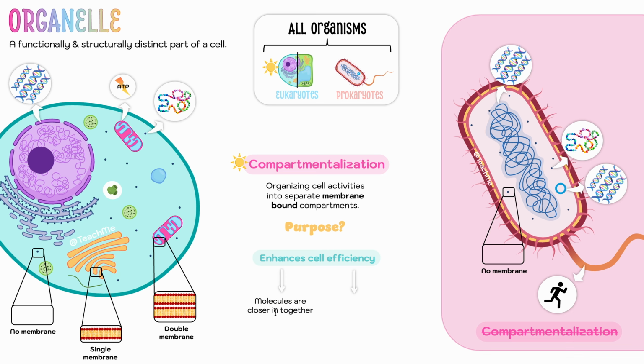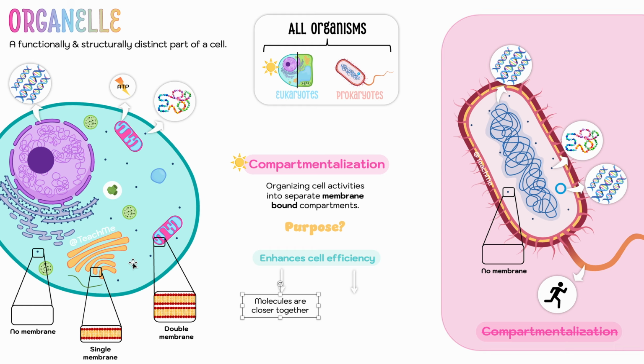Number one, molecules are closer together. For example, the mitochondria here has the job of making ATP, and to do that, it requires certain tools, certain resources to carry out that process. Now, you can imagine if all of these tools and resources were spread all over the darn cell, it would take forever.